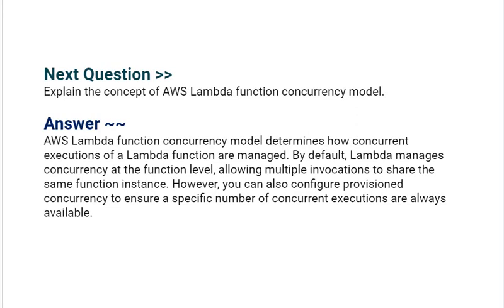Our next interview question is: explain the concept of AWS Lambda Function Concurrency Model. Your answer should be: AWS Lambda Function Concurrency Model determines how concurrent executions of a Lambda function are managed. By default, Lambda manages concurrency at the function level, allowing multiple invocations to share the same function instance. However, you can also configure provisioned concurrency to ensure a specific number of concurrent executions are always available.